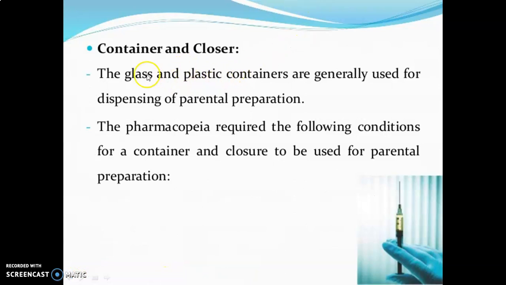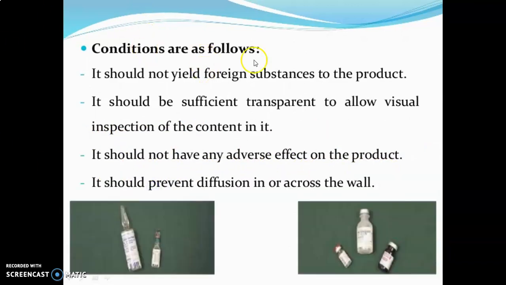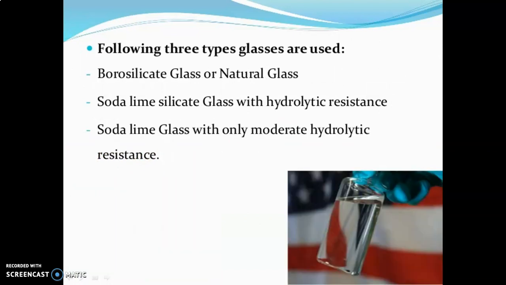Container and closure. For parenterals, glass and plastic containers are generally used for dispensing of parenteral preparation. The pharmacopoeia requires the following conditions for a container and closure to be used for parenteral preparation. It should not yield foreign substance to the product. It should be sufficiently transparent to allow visual inspection of the content in it. It should not have any adverse effect on the product. It should prevent diffusion in or across the wall.